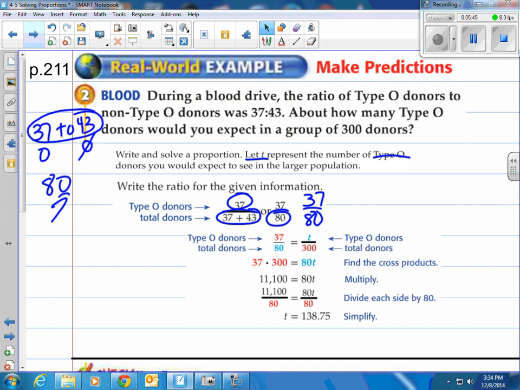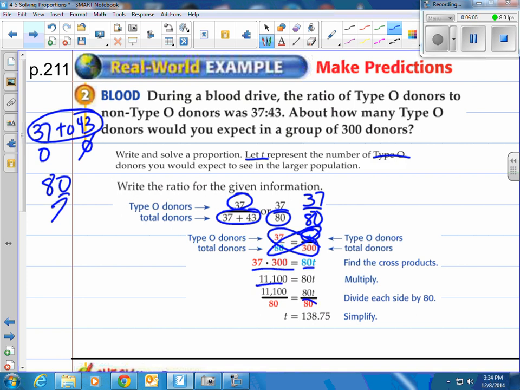So let's take 37 over 80 and set that equal to how many people will there be, T, out of 300 that are O donors. And of course, you take your cross products, multiply them, and that's what we get here. 37 times 300 is 11,100, and then we have 80T.